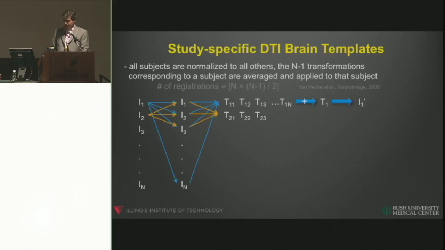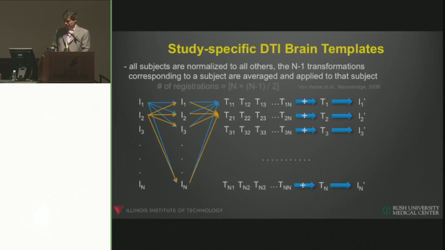We then do the same thing for I2. We register it to all others. We generate these n transforms. We combine these n transforms into 1. We apply it to I2, and this is our I2 dataset in population space. And we keep doing this, and in the end, we combine all of these new data sets to make our template. Now, this is a great template. The only problem is that it's very time consuming.